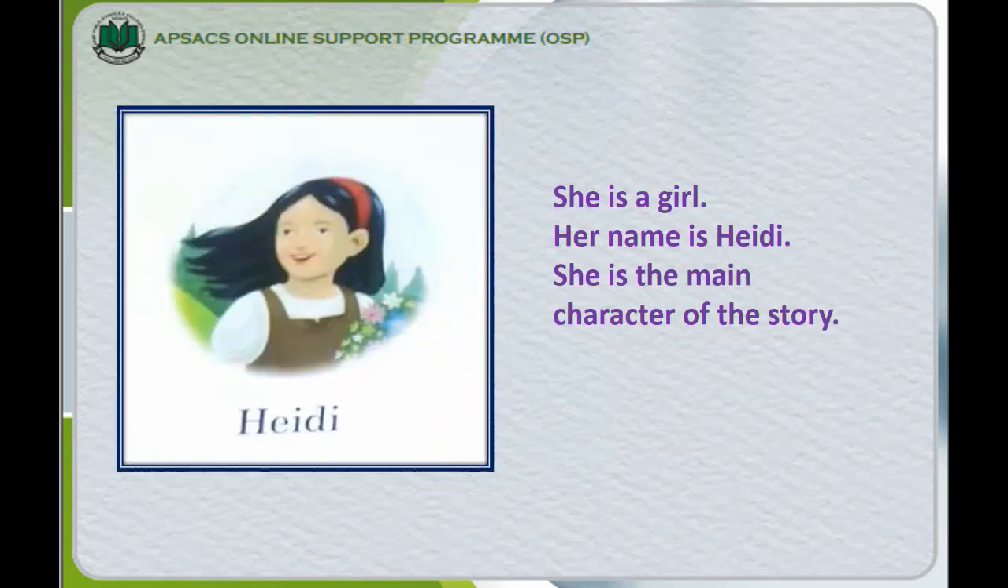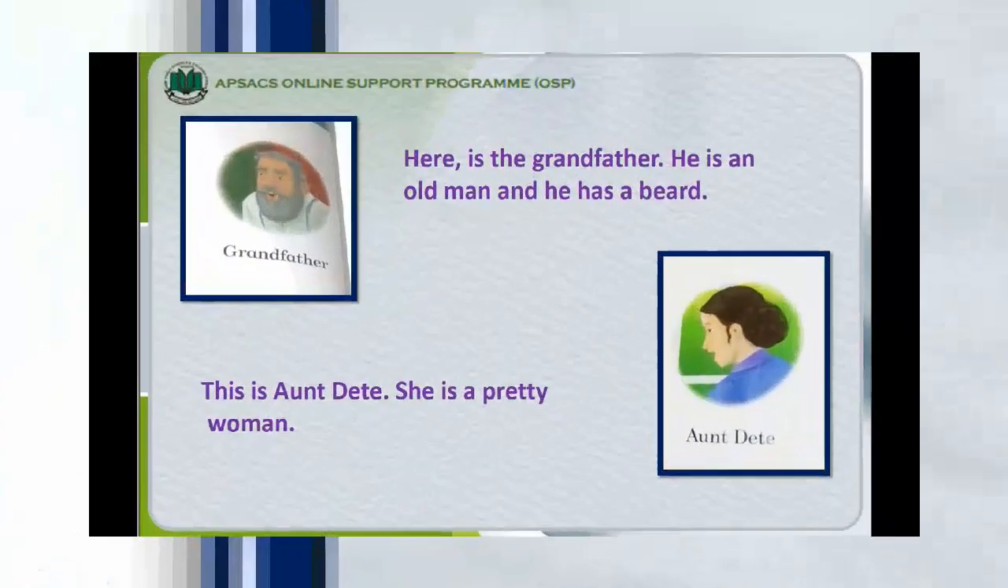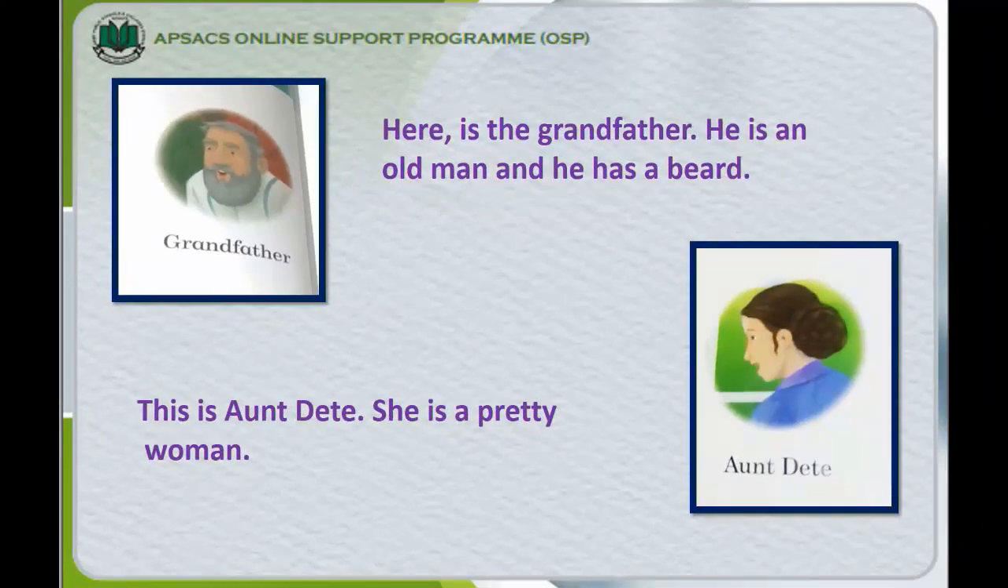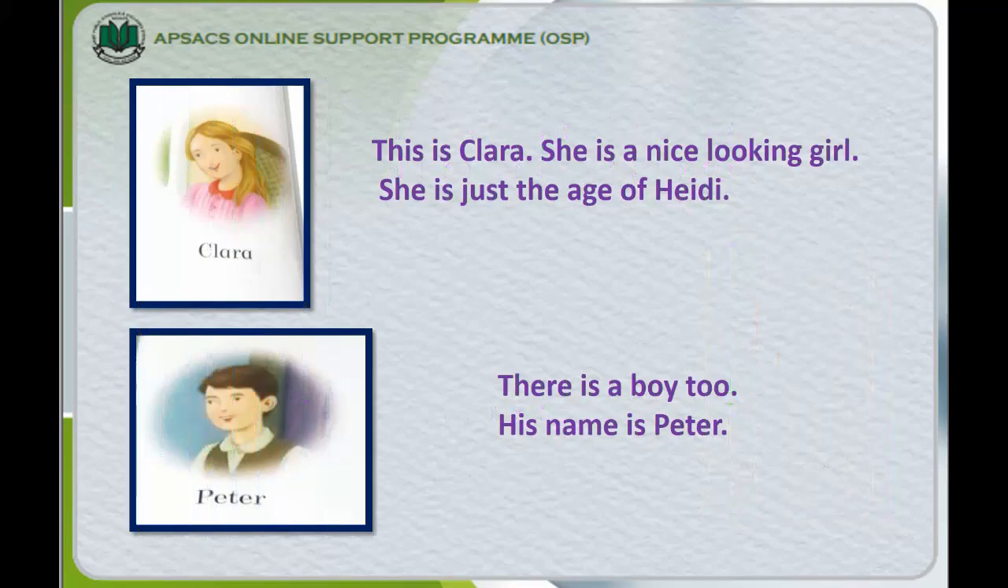Okay, this picture is of Heidi. She is a girl and she is the main character of the story. This is grandfather. He is an old man and he has a beard. This is Aunt Dete. She is a pretty looking woman. This is Clara. She is a nice looking girl and she is just the age of Heidi. There is a boy too. His name is Peter.